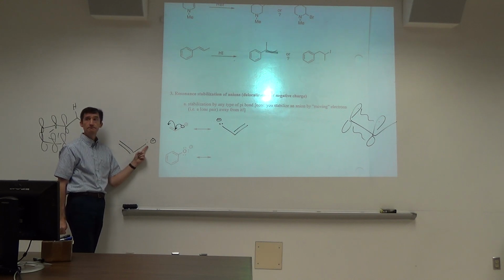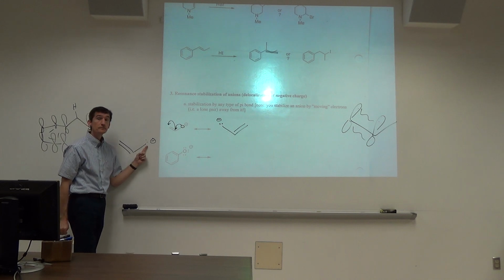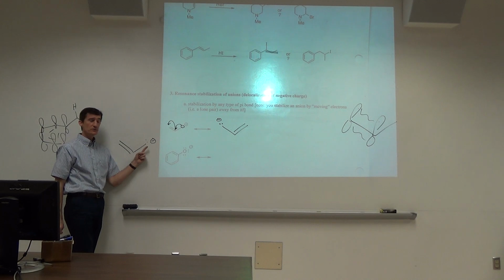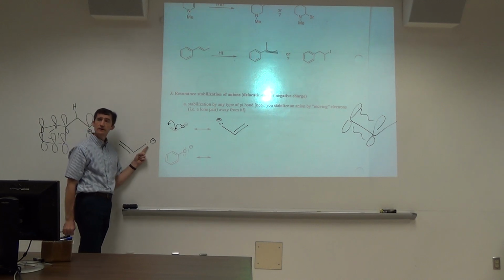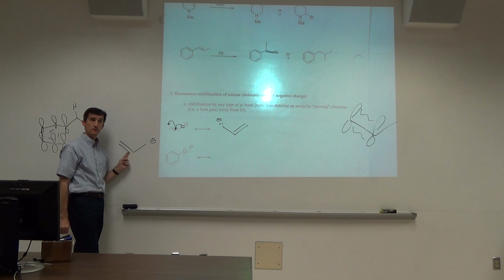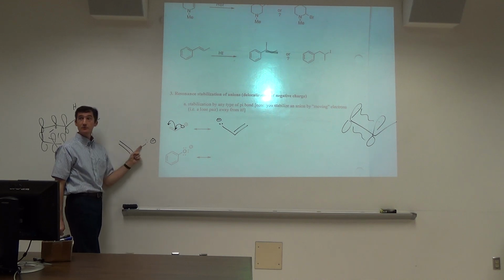sp2. Why is it sp2? In Gen Chem, you would have predicted sp3 for this. Because anytime a lone pair is next to a p orbital, it's going to be in a p orbital. Have you ever heard that before?